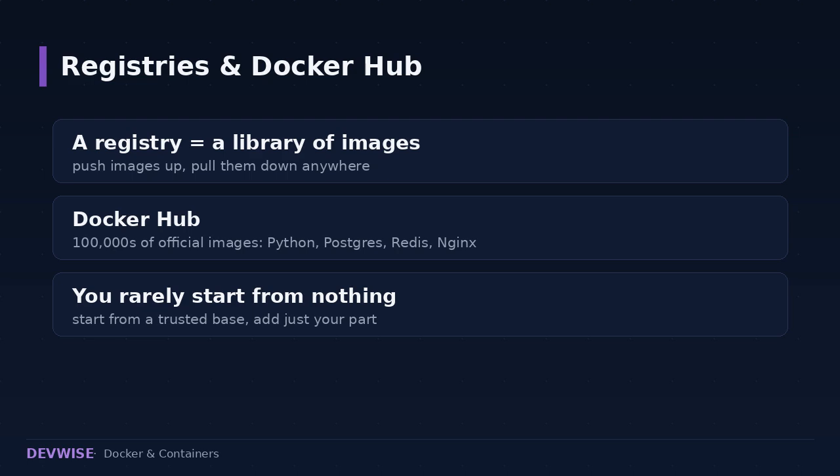And where do these images live and travel? In a registry, a library of images you can push to and pull from. The default public one is Docker Hub, which hosts hundreds of thousands of ready-made images, official, trusted images for Python, Postgres, Redis, Nginx, and almost anything else. This is a quiet superpower for beginners. You rarely start from nothing. You start from an official, battle-tested base image and add just your part on top. Companies also run private registries for their own internal images, but the model is identical. Push an image up, pull it down anywhere.